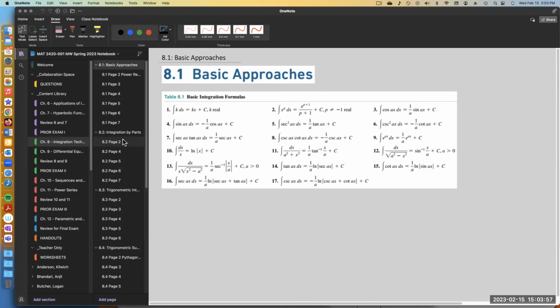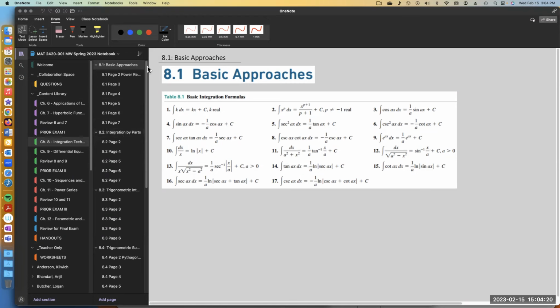Right now, you all know how to integrate with substitution, U-substitution. We will get to trigonometric substitution, but at this point, you just know U-sub. So integration by parts will be sort of your second formal integration technique.